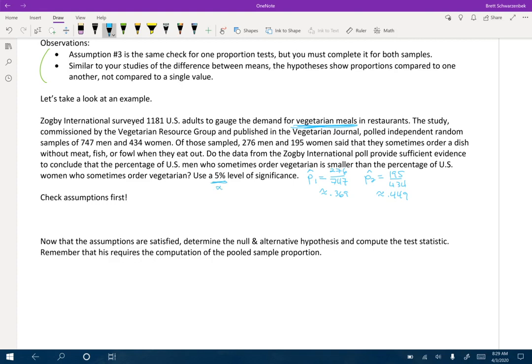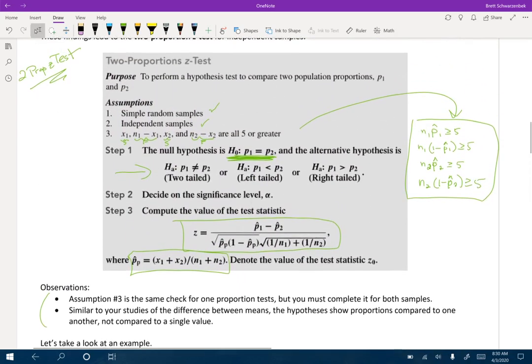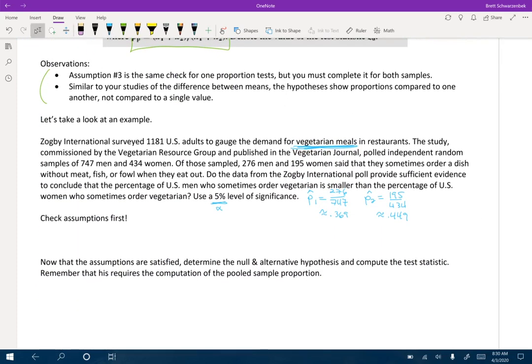So we want to check our assumptions, going back to our assumption setup here. So what do we need to do? We need independent SRSs. If you look here, I believe it said somewhere, it does, independent random samples right there.